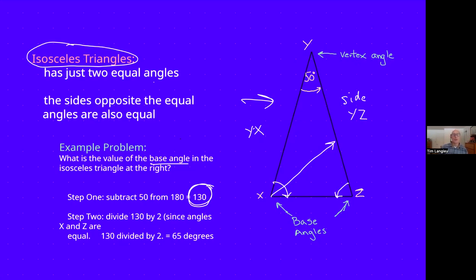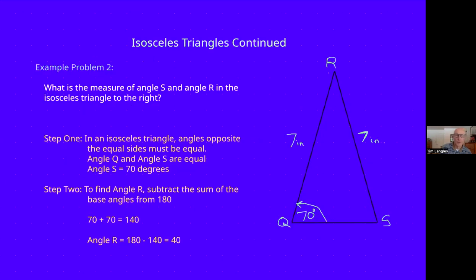All right, another type of triangle. Oh, I'm sorry, we're still working with isosceles. Okay, continued here. So here's another type of problem you might have. What is the measure of angle S and angle R in the isosceles triangle to the right? Okay, so angle S is this one here. Okay, they want to know this one here, and they want to know angle R. Okay, trying to figure out those two.